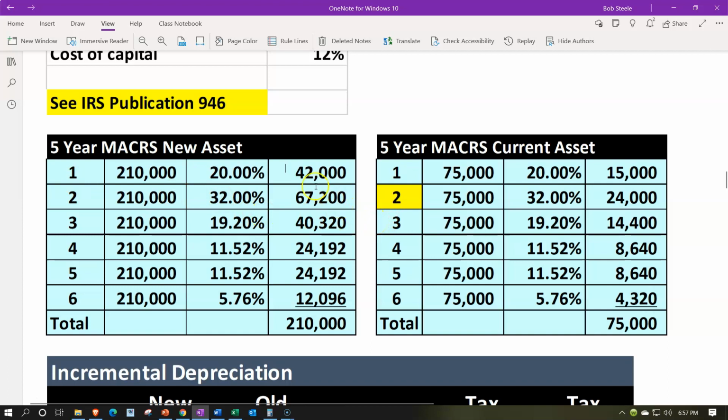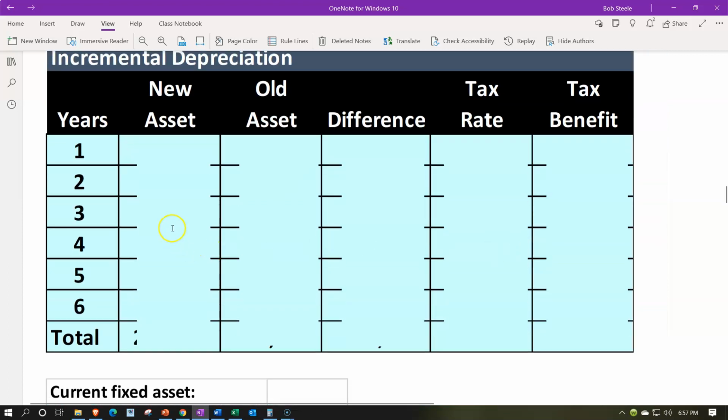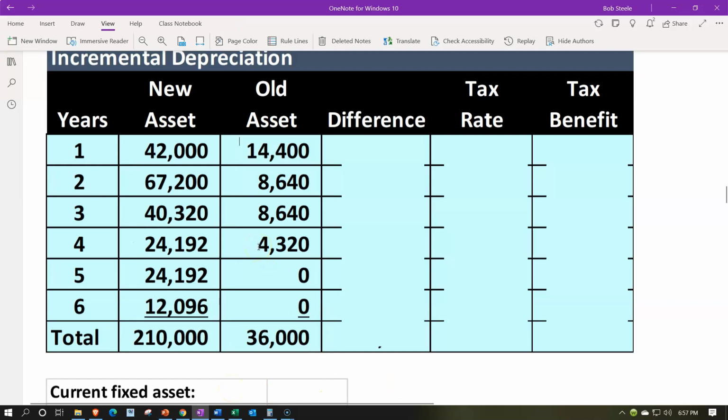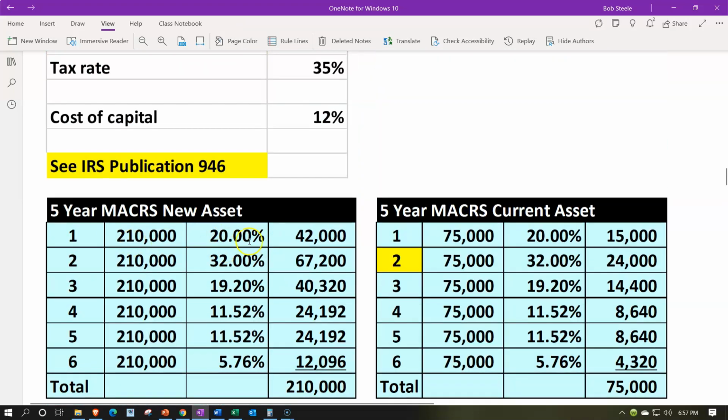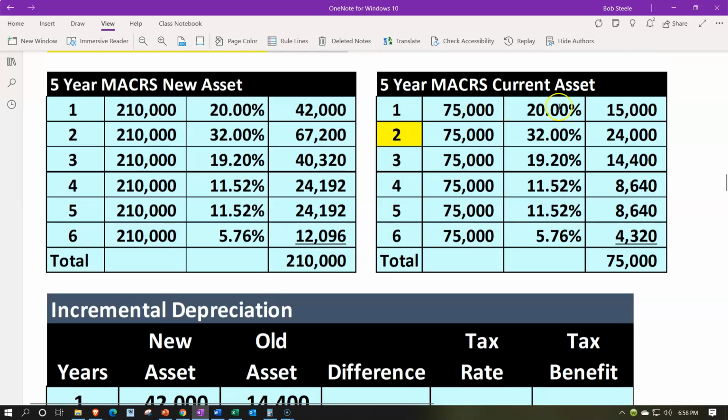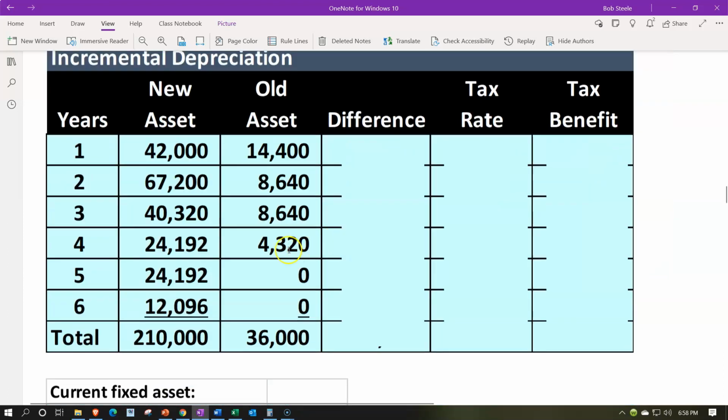So we need to be matching up the 42,000 that we could get to the 14.4 and so on going down. So if we line these up, there's the new asset, here's the old asset that we're tying out, right? So we got the 42, the 67.2, and so on here. And then we're skipping 15 and 24, and we're starting at the 14.4, the 8.640, the 8.640 here, so that we're lining up the proper periods. Now, of course, there's nothing on the old equipment for period 5 and 6 because those have already been depreciated. There's only 4 years left.